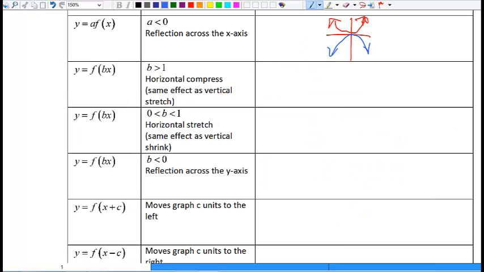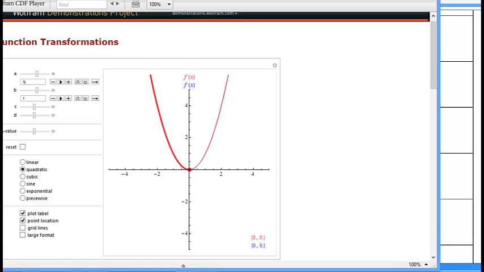The next set of transformations we're going to look at is inside the function. So what if we're manipulating this b term, changing it to either something bigger than 1, something smaller than 1, or just a negative? What physically does that do to the graph? And again, I'll pull up the little computer program here. And I'm going to change that position. Again, I'm going to make it bigger.